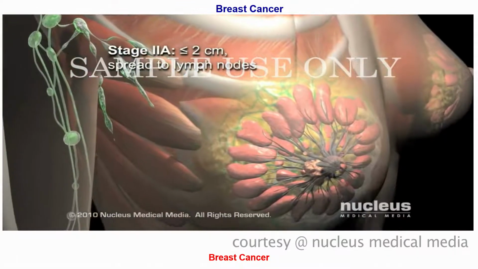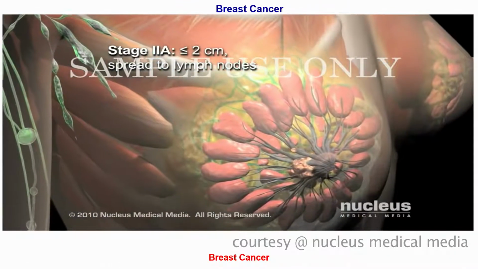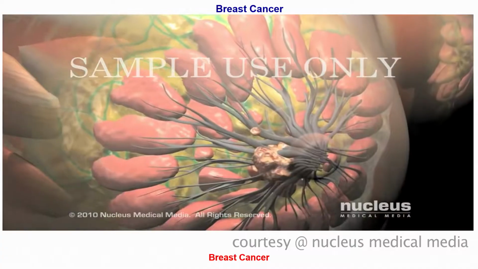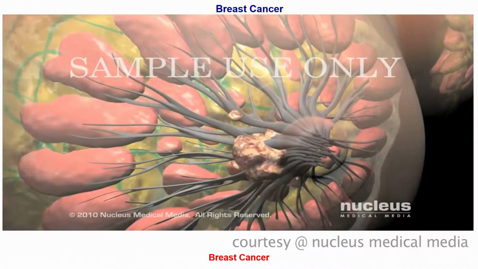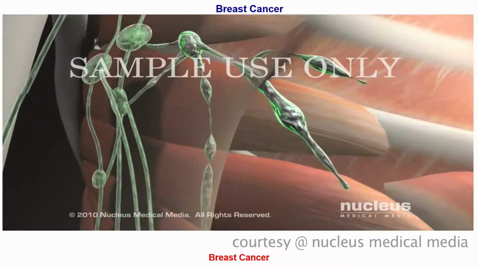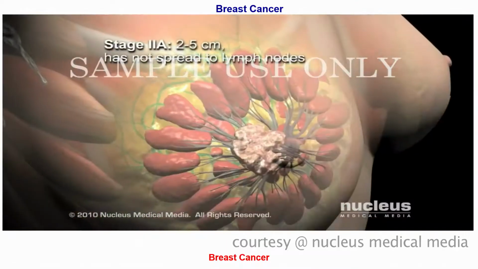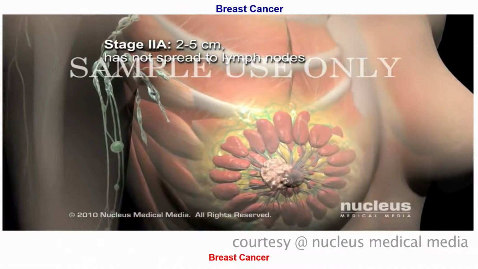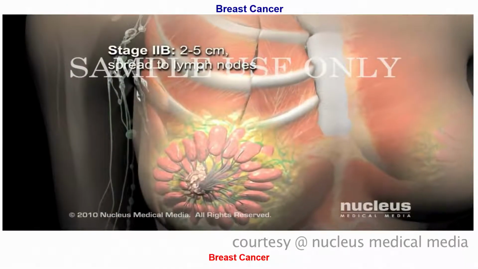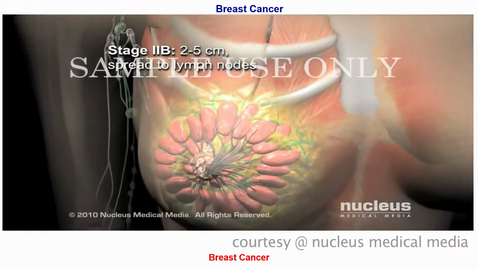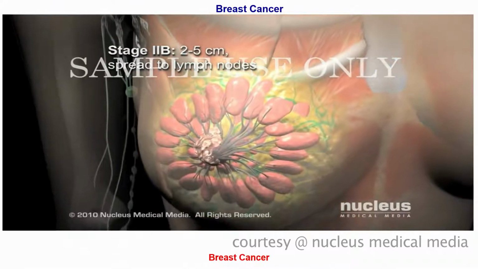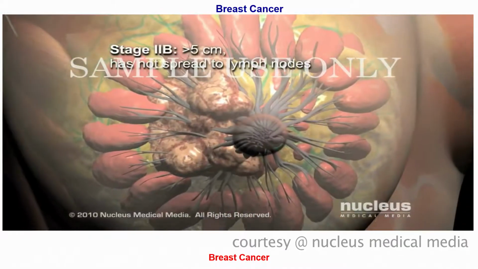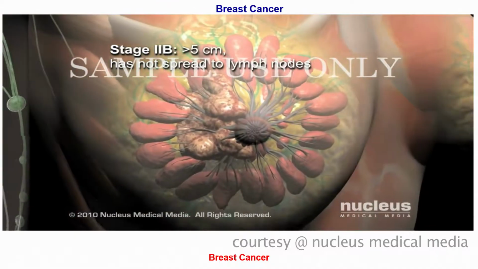Stage 2 is divided into subcategories of 2A and 2B. Stage 2A is invasive breast cancer, where the tumor is either a maximum of 2 centimeters in diameter and has spread to the lymph nodes under the arm, or the tumor is between 2 and 5 centimeters in diameter but has not spread to any lymph nodes. Stage 2B is a little different in that the tumor is either between 2 and 5 centimeters and has spread to underarm lymph nodes, or the tumor is larger than 5 centimeters but has not spread to the underarm lymph nodes.